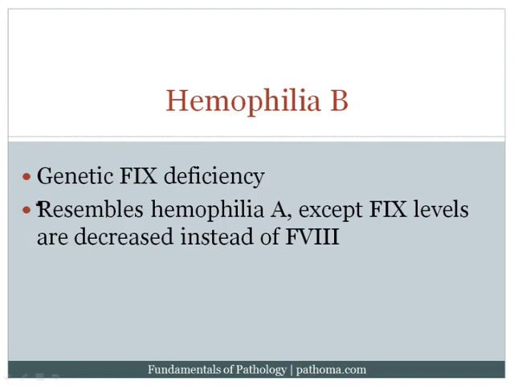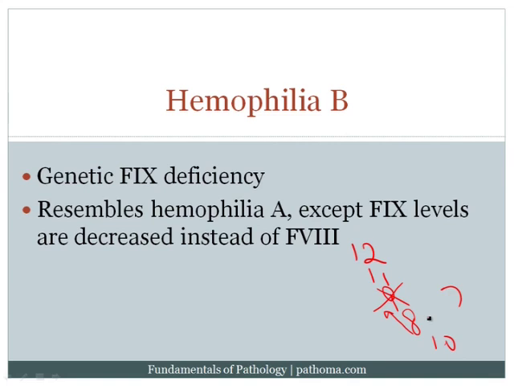Now, in the next disorder, hemophilia B, all we do is go one step back, and instead of having a factor VIII deficiency, we actually have a factor IX deficiency. This is also called Christmas disease, by the way. So the idea here is you've got 12, 11, we skip 10, 9, 8, and then we put 7 over here, and of course 10 is here. So instead of a factor VIII deficiency, we go one step back, and now we've got a factor IX deficiency, and that's hemophilia B.